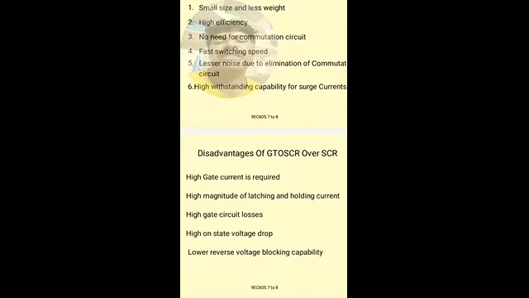The disadvantages of GTO SCR are: a high gate current is required to make the GTO SCR conduct, and a high magnitude of latching current and holding current.